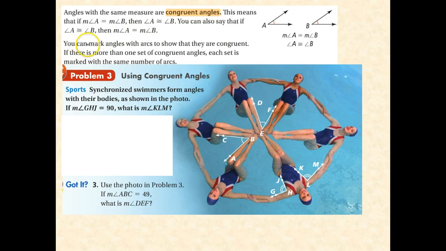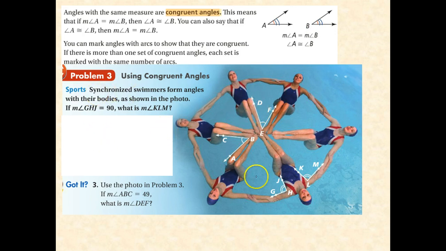We mark angles with arcs like this to show that they're congruent. If you have more than one set of congruent angles, you can put two little marks, and that'll show that the one with 2 marks is congruent to the other one with 2 marks. If you have even more, the one with 3 marks is congruent to the one with 3 marks.